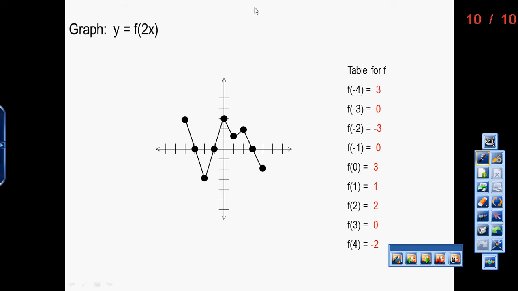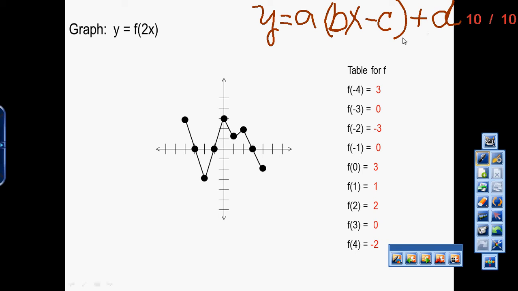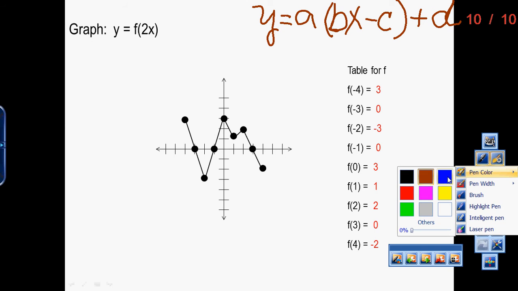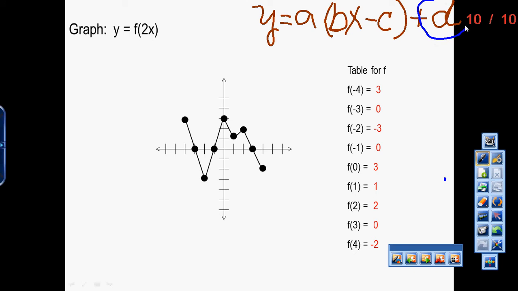If I have the equation y equals a(bx minus c) plus d. Take a moment, make sure you're really looking at this. I recognize that my d is on the outside with my y. I also recognize that the a is on the outside with the y. So anything that's done to my d and my a is going to have a vertical effect.